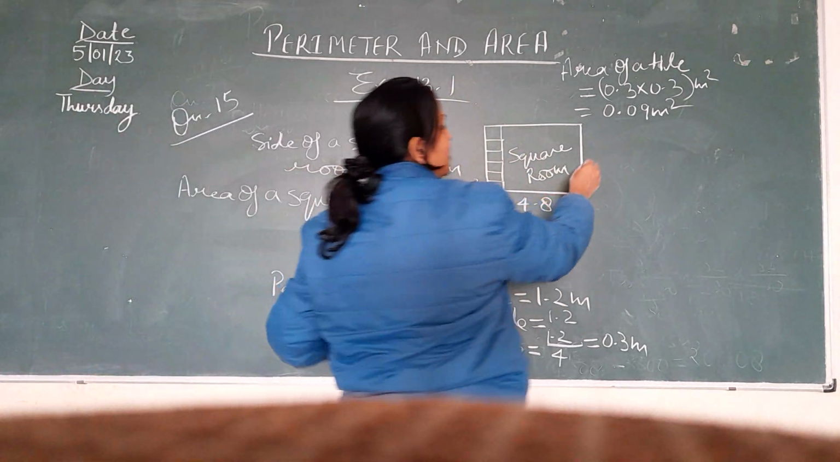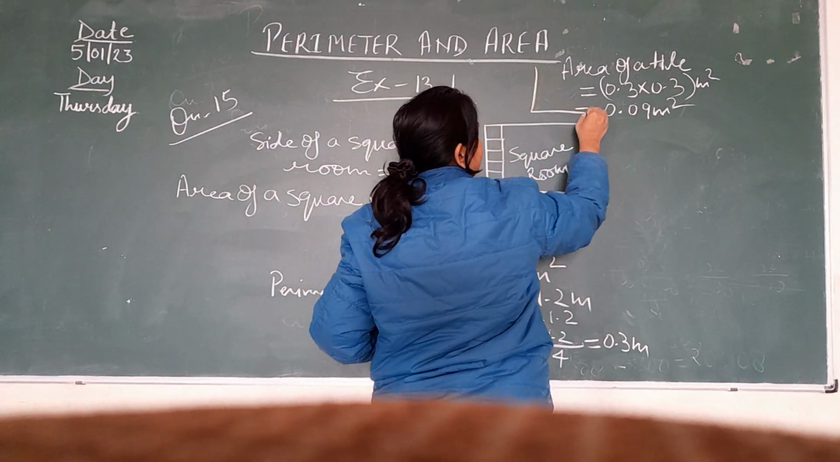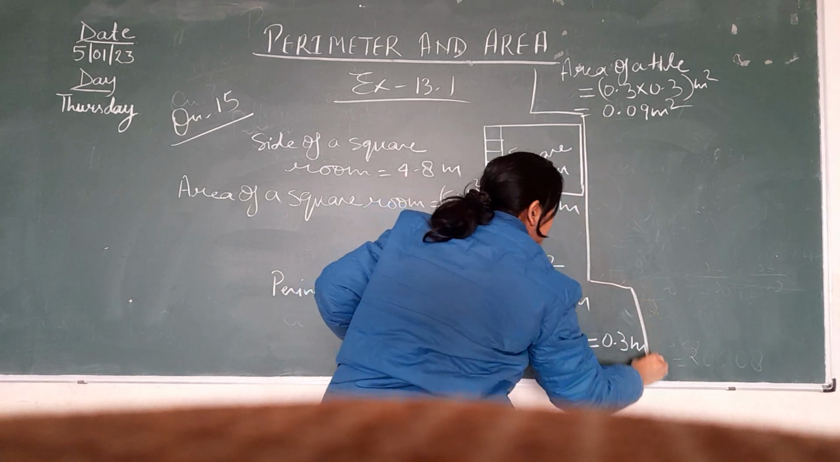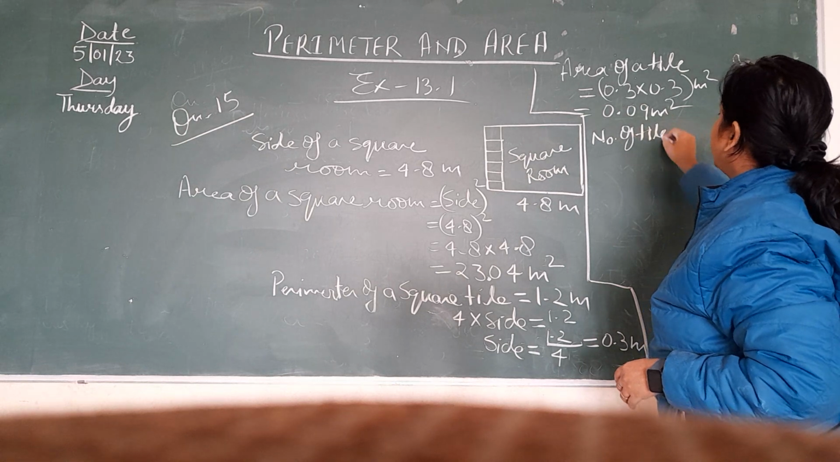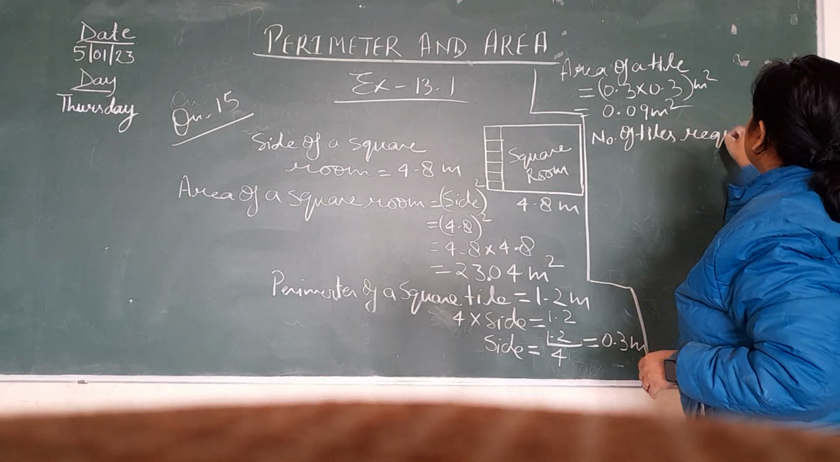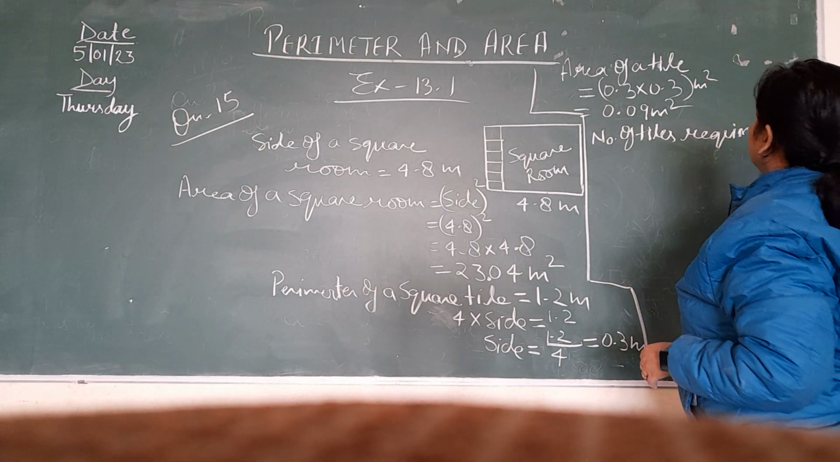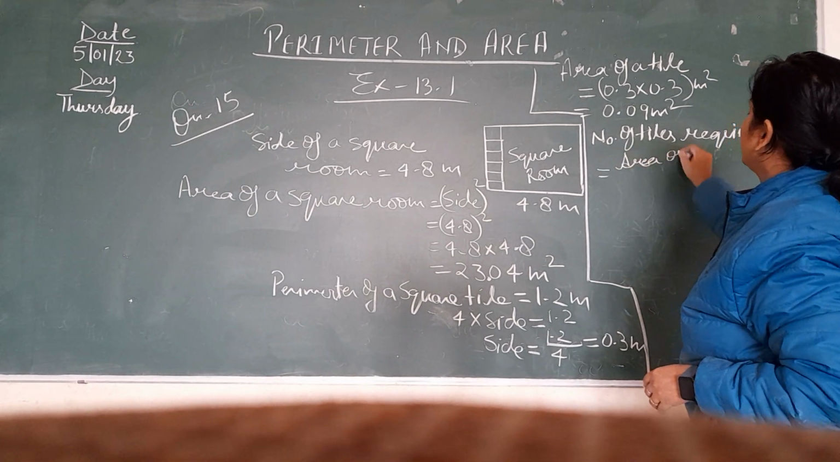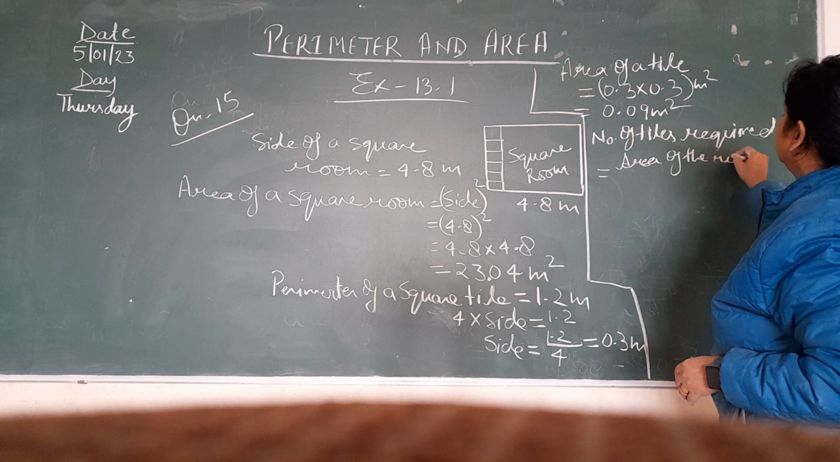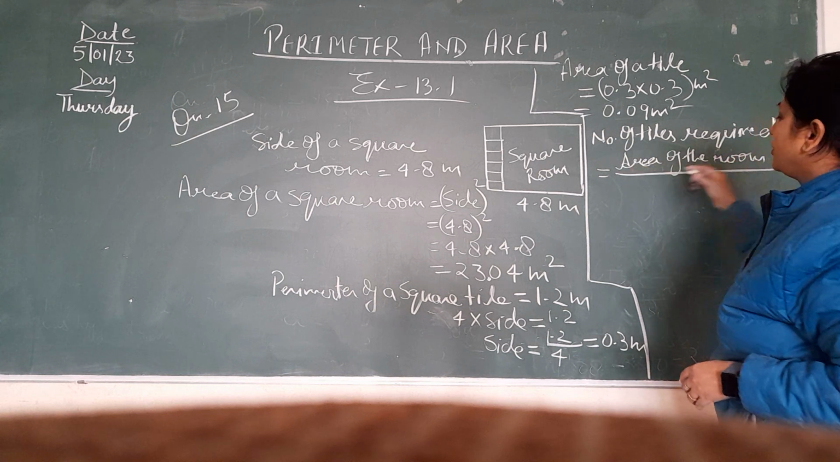So the number of tiles required is equal to the area of the room upon the area of a tile.